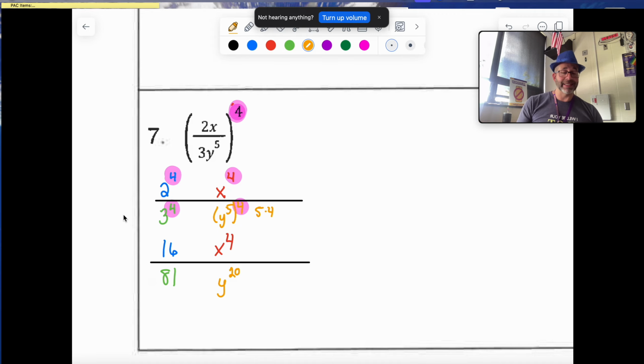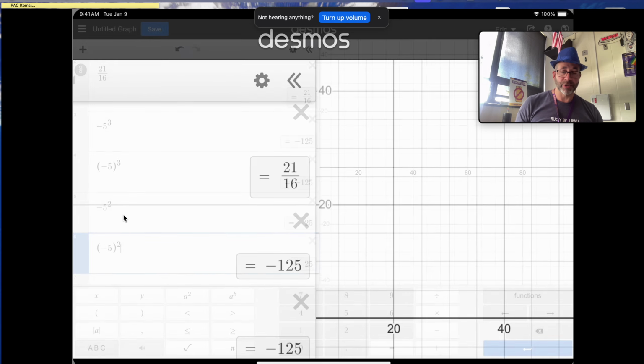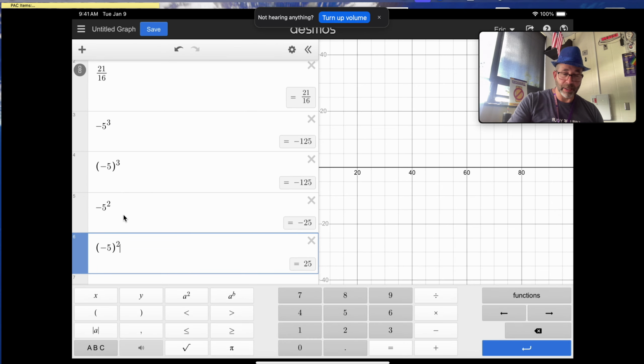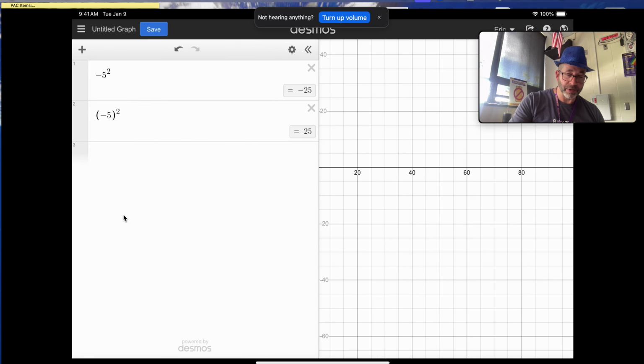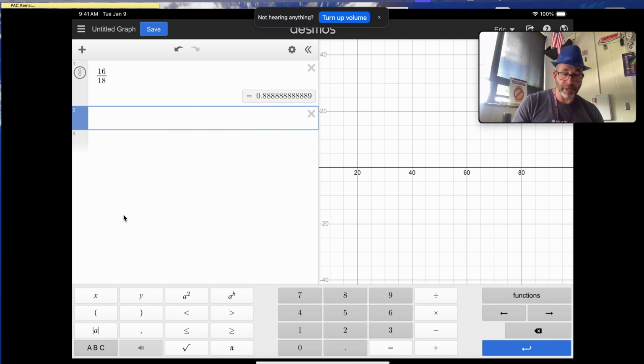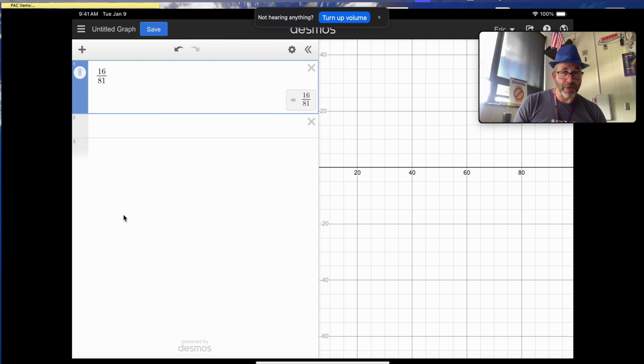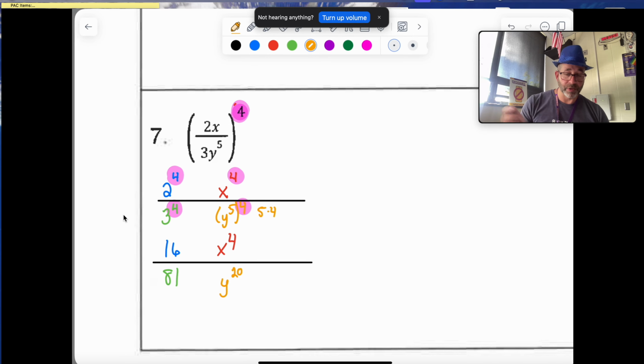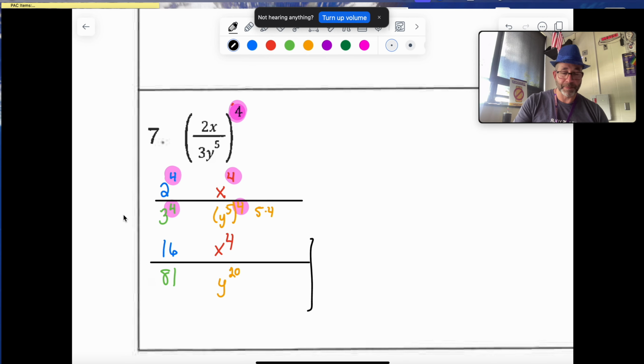But the 16 and 81, let's see if we can reduce that fraction. So let's go back over here and I'm going to clear out some of these. Let's take 16 and 81 and let's see if those reduce. Nope, 81, sorry, 81. And hit the fraction button there, and it stays the same, so our fraction is reduced. So this will be our final answer.